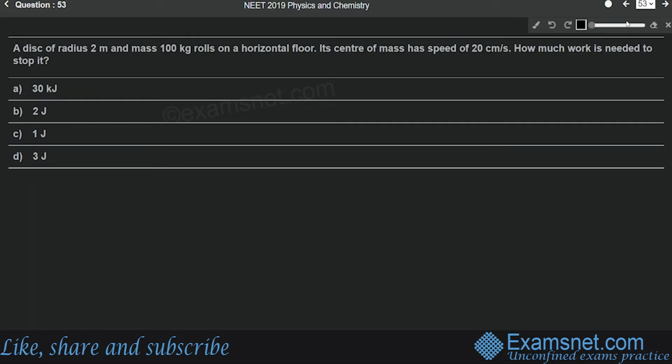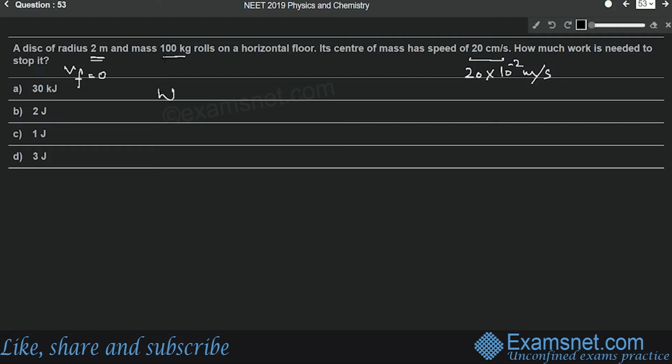Question number 53 is from the chapter Systems of Particles and Rotational Motion, and the question is, a disk of radius 2 meter and mass 100 kg rolls on a horizontal floor. Its center of mass has speed of 20 centimeter per second. How much work is needed to stop it? So we have to stop it, that means the final velocity is going to be 0. Here the speed is given as 20 centimeter per second, that means it will be 20 into 10 to the power minus 2 meter per second, and this is what we have to use.